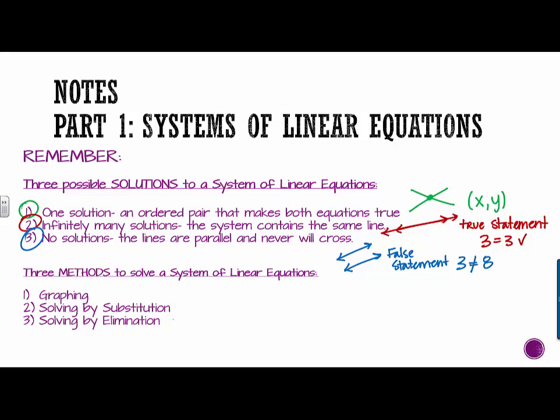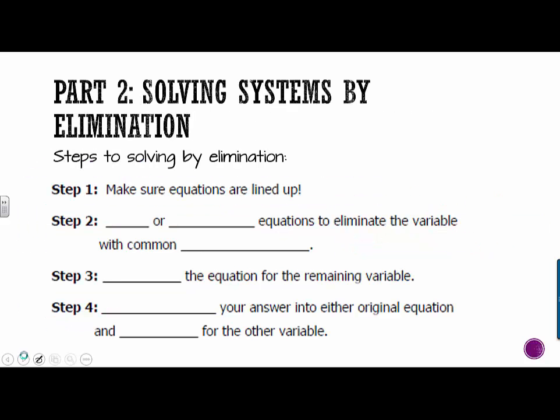So in the 3 methods to solve, we've done graphing, we've done substitution, and today is elimination. So here's some steps. The first thing you want to do is make sure your equations are lined up. Usually we use standard form. So you want 2 equations that look like ax plus by equals c right on top of each other.